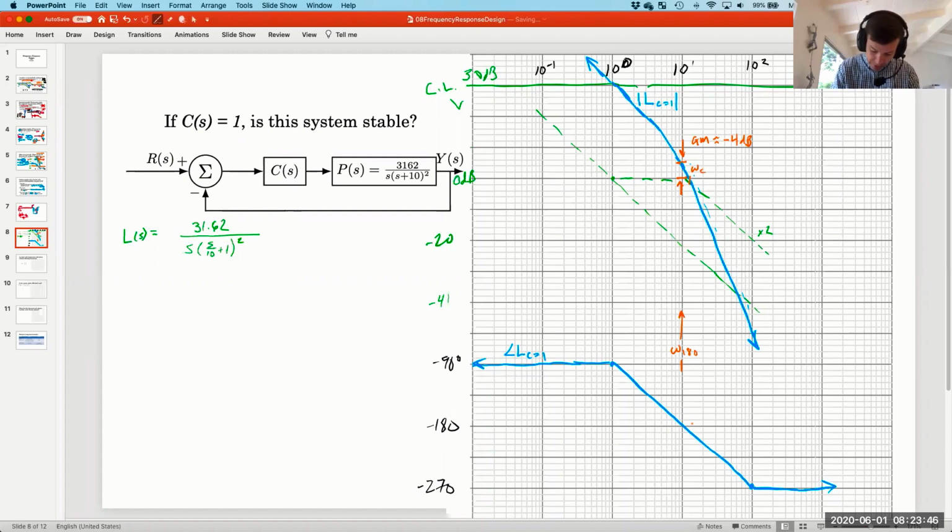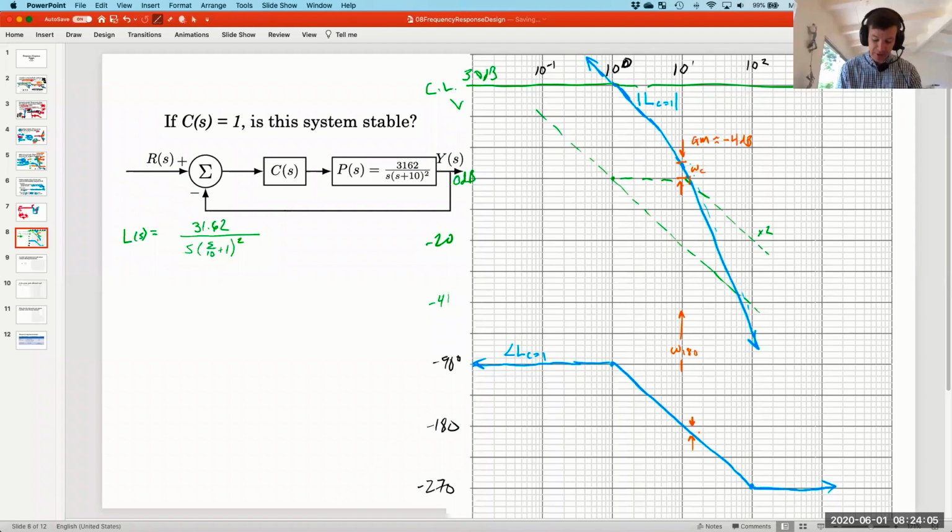And so we go down here and we see that, and then this is another kind of retention question. Is this a negative or a positive phase margin? Negative. It's also a negative phase margin.